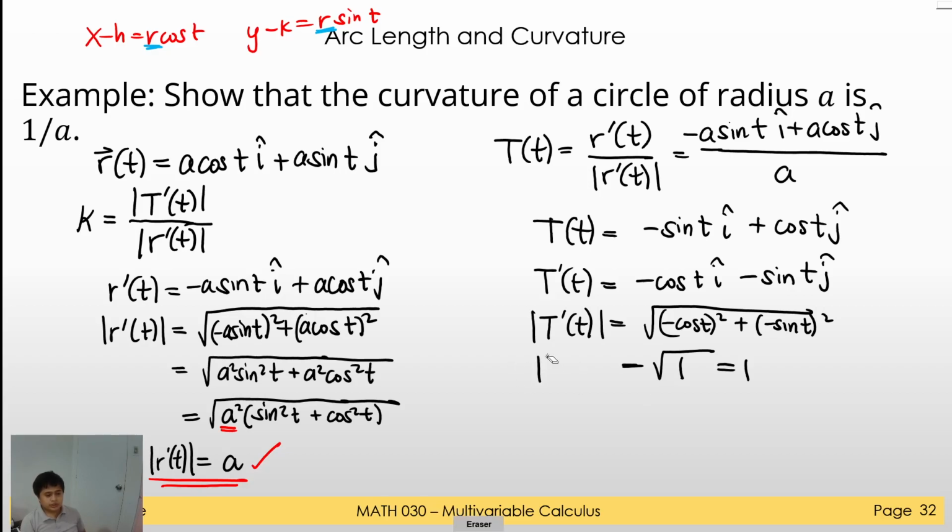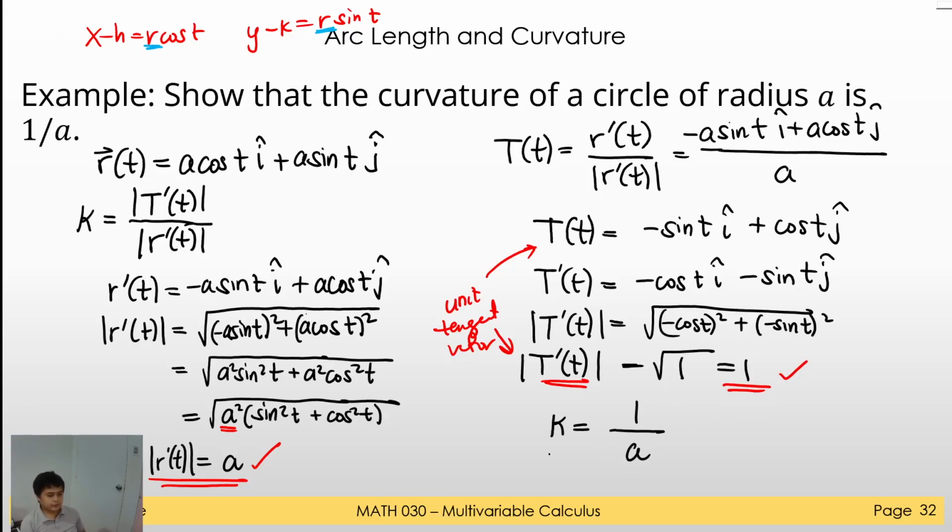Therefore, the length of your unit tangent vector is 1. You can already figure this out: a unit tangent vector will automatically have a length of 1. So therefore, your kappa here will be equal to 1 over a. So the curvature here is equal to 1 over a. Therefore, it proves that the curvature of a circle of radius a is 1 over a.